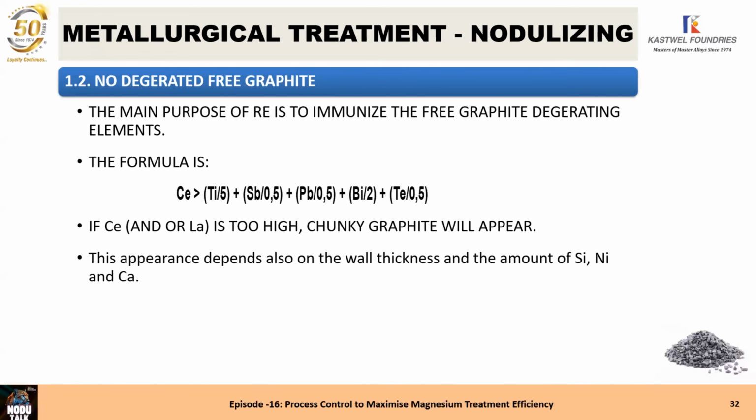If cerium and or lanthanum is too high, this appearance depends also on the wall thickness and the amount of silicon, nickel, and calcium in the metal.